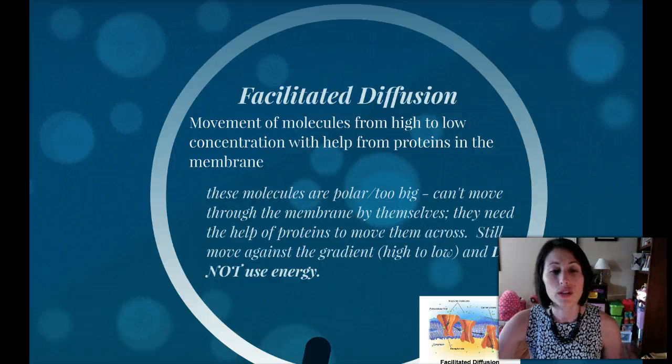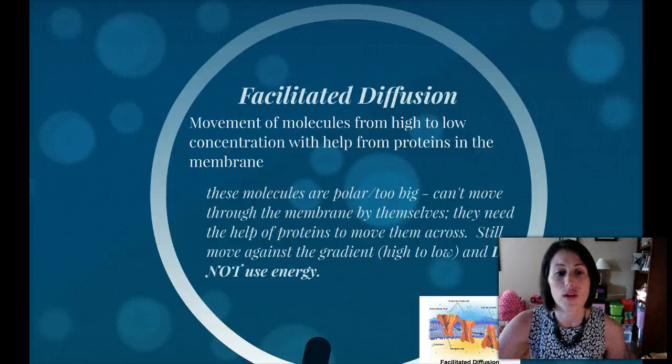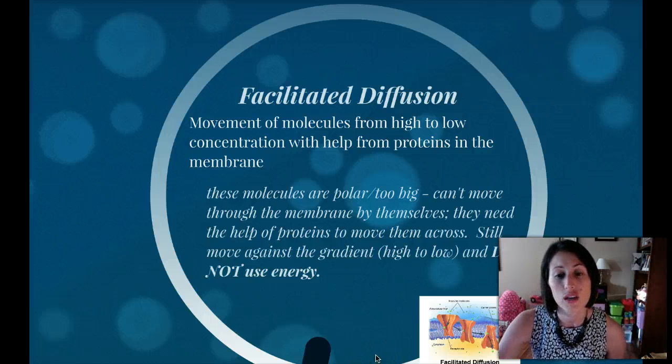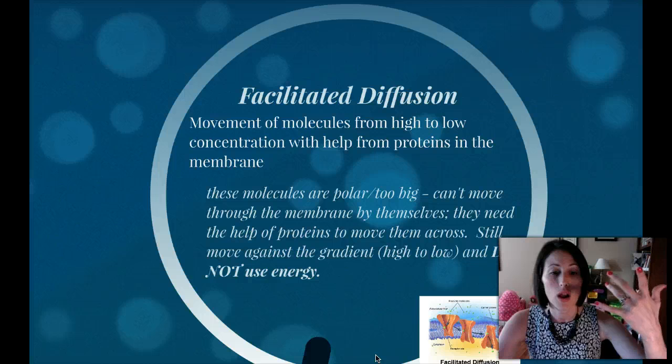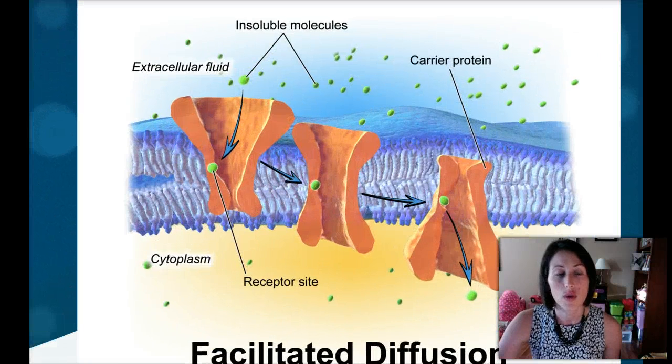So these molecules are either polar or they're too big to fit through that phospholipid membrane, okay? Because there's a little bit of movement between those phospholipids, but they're not far enough apart that big things can get through, like glucose, okay? So it can't move through the membrane by themselves, and they need the help of proteins to move them across that membrane. They are still moving with the gradient, from high to low concentration, and they do not use energy, okay? So here is a picture of what I'm talking about.